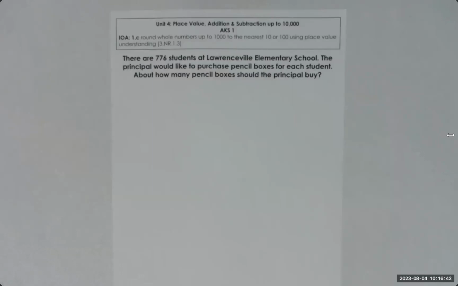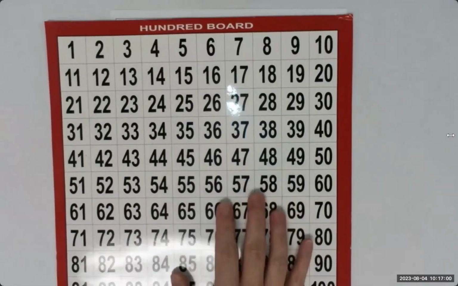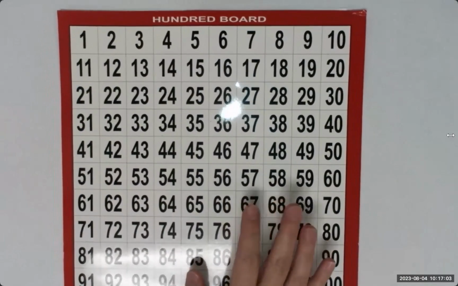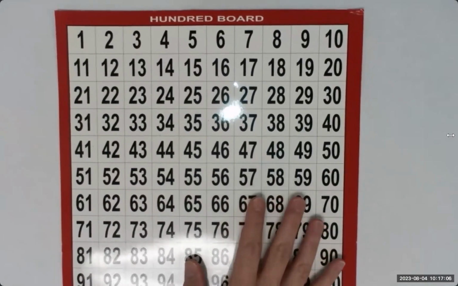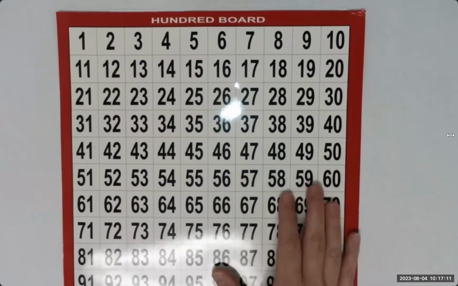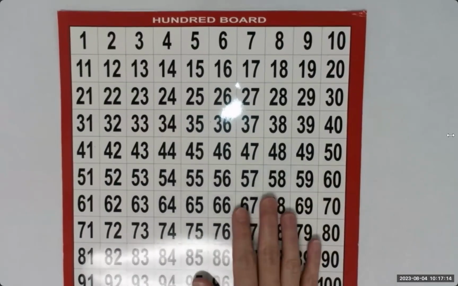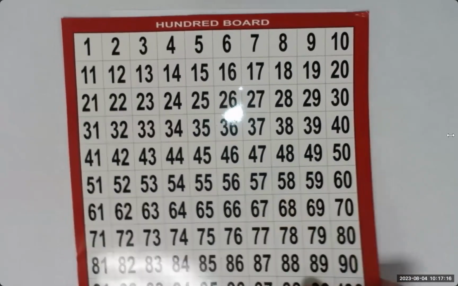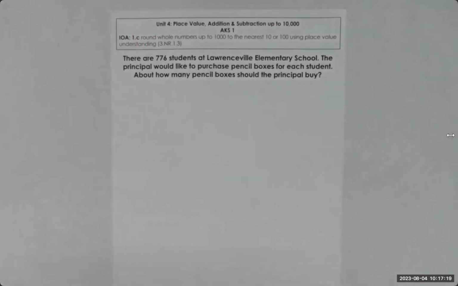Third grade teachers, let's take a look at a problem for AKS 1, IOA 1C. This involves rounding to the nearest 10 or 100. So one thing I want all of us to remember is that we can always start with using some of our manipulatives to help us concretely teach rounding, right? You will find in the Analyzing the Standards ways to use the hundreds chart. You will see ways to use your base 10 blocks. So please refer to that document to help you see some of those concrete understandings, okay?